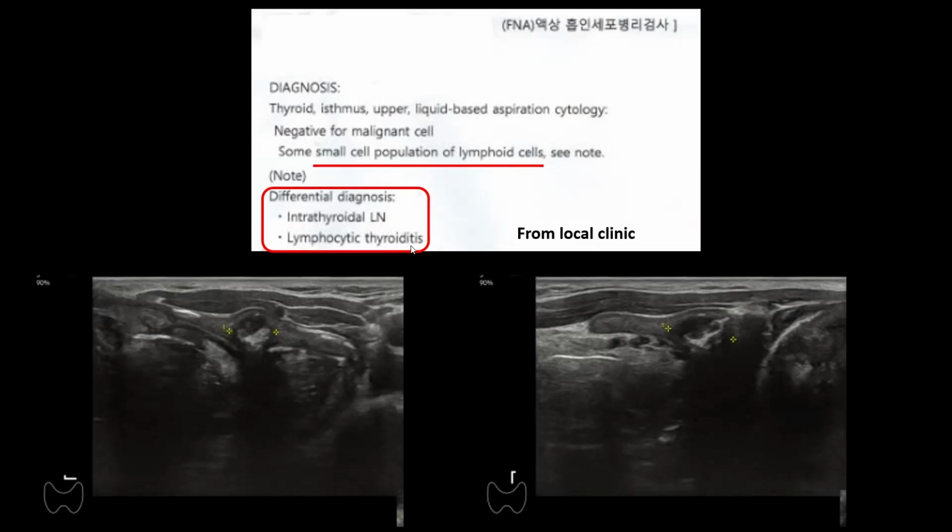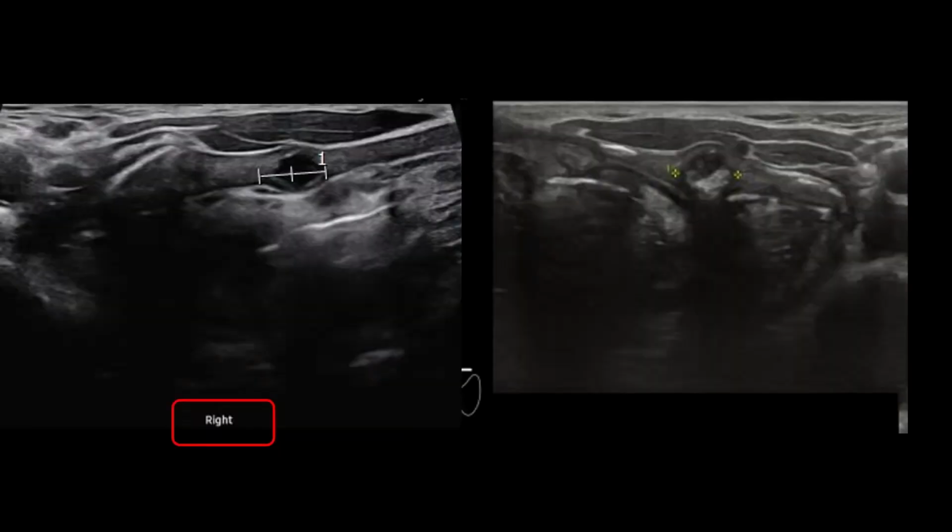I performed a preoperative staging ultrasound and identified similar hypoechoic lesions not only on the left but also on the right side. I interpreted these findings as hypoechoic areas within the thyroid cartilage, consistent with endochondral ossification.